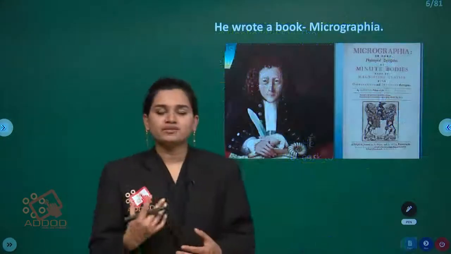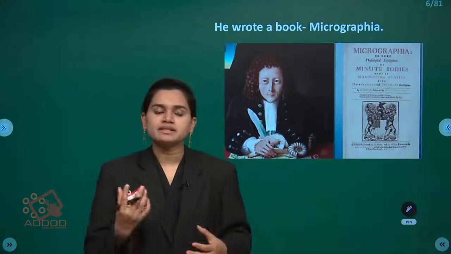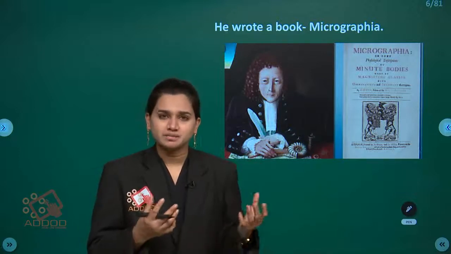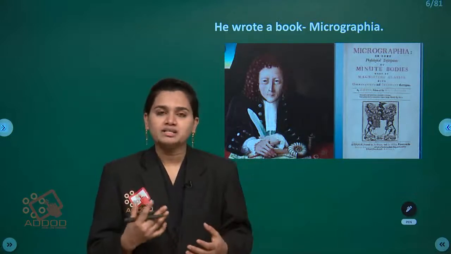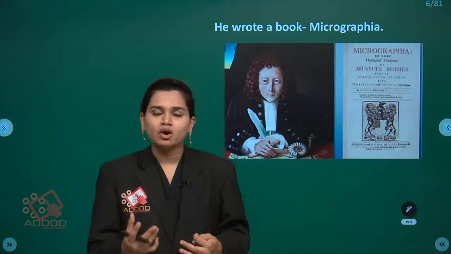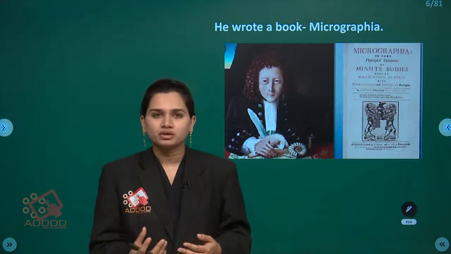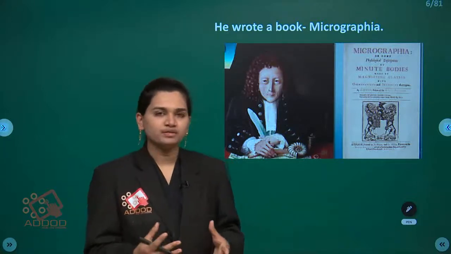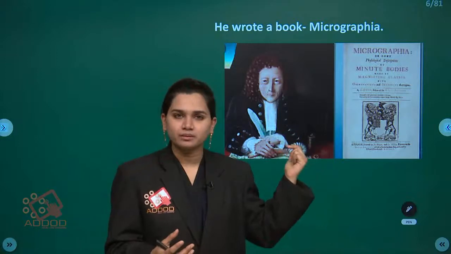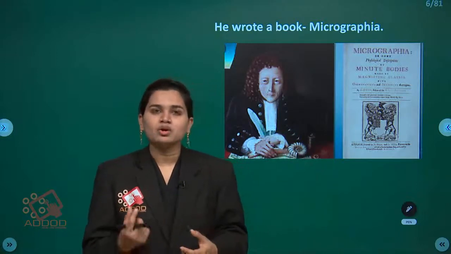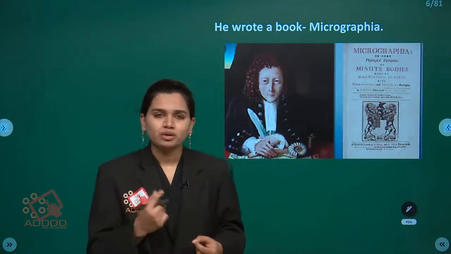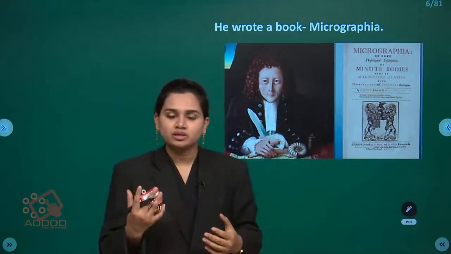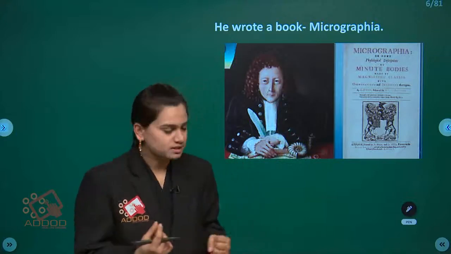After the discovery of the cell, Robert Hooke wrote a book called Micrographia. In that book, he has mentioned how he observed the cell in the cork of the oak tree and how the arrangement of the cells was, and hence from there he gave the name cellula. Micro means small, so Micrographia was talking about minute bodies.